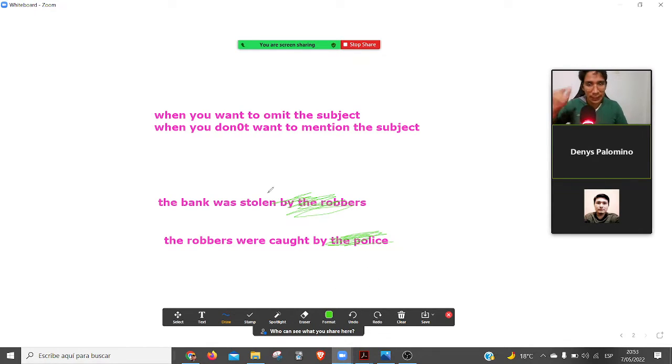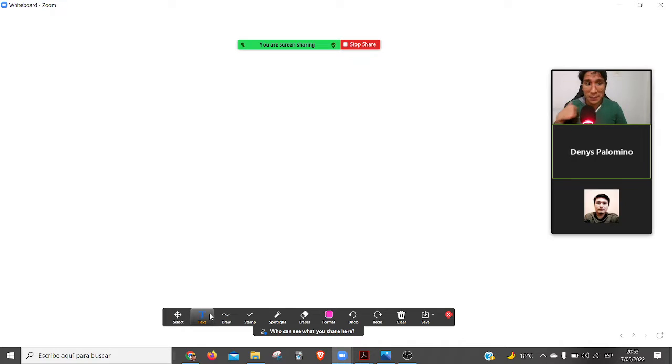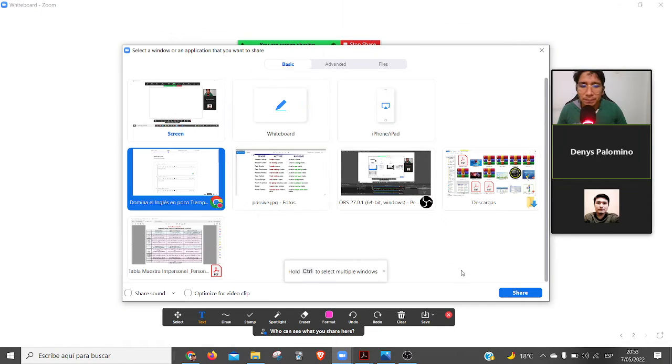Another one. You can use the passive when you don't want to say who performed the action. For example, you know, I have my brother, and my brother stole a bank. And somebody, hey, what happened? Why is your mom crying? Because a bank was stolen. But you are not mentioning that the guilty one is your brother. You see my point here? Or something bad happened to my mom? Yes. You don't want to mention, okay? That would be all. Let's continue here.